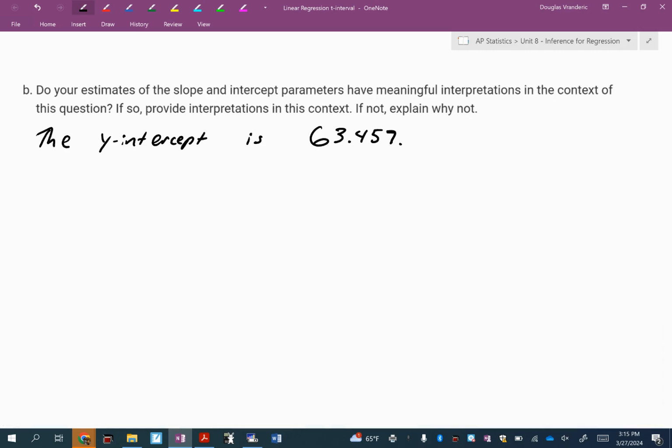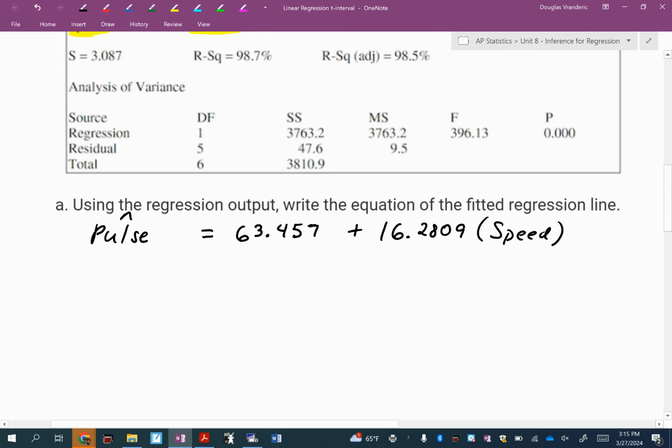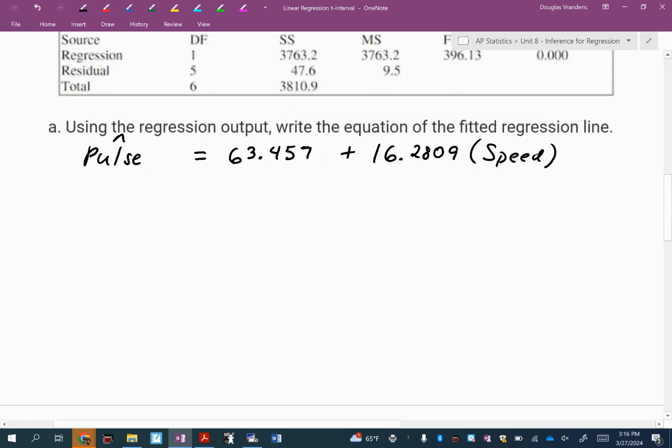Now in algebra, you learned, probably even in middle school or early high school, that the y-intercept means that if you plug in 0 for x, then you get the y-intercept. Because if I plug in 0, then all this is gone. My y would just be the y-intercept. So in this case, I'm saying if John is walking at a pace of 0 miles per hour, what do I expect his pulse rate to be? So I'm going to write that down.